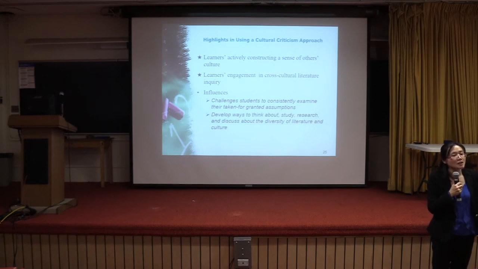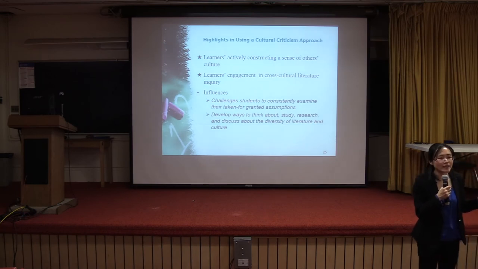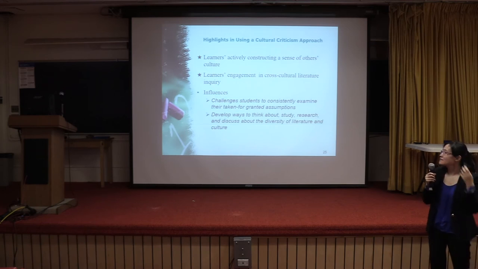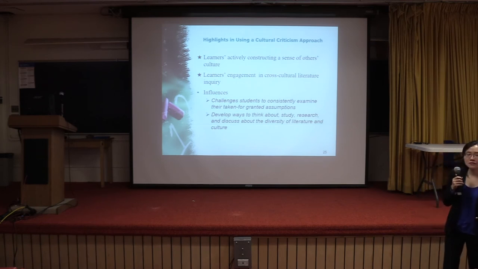But finally, you have to try to depict the culture within the literary text, right? And then you are doing the comparisons, and you form your own responses. And finally, the cultural barrier within the literary text will be tackled. Okay? So that is the ultimate purpose of using cultural criticism. All right. So the influences of using the cultural criticism approach are as follows.